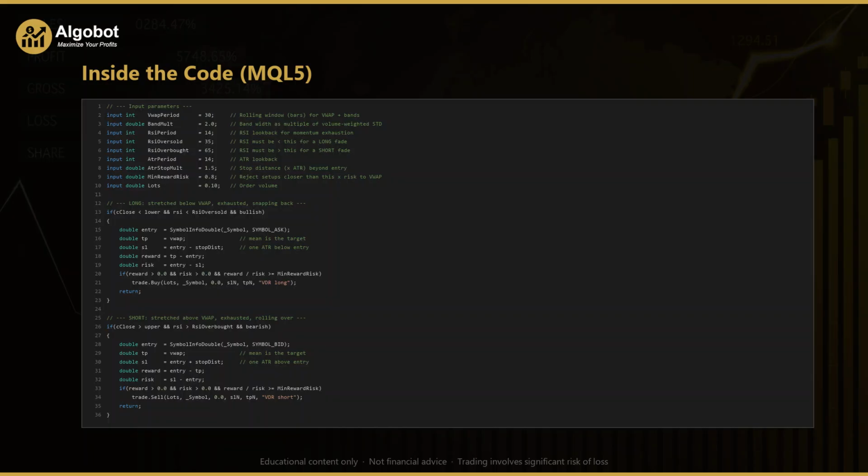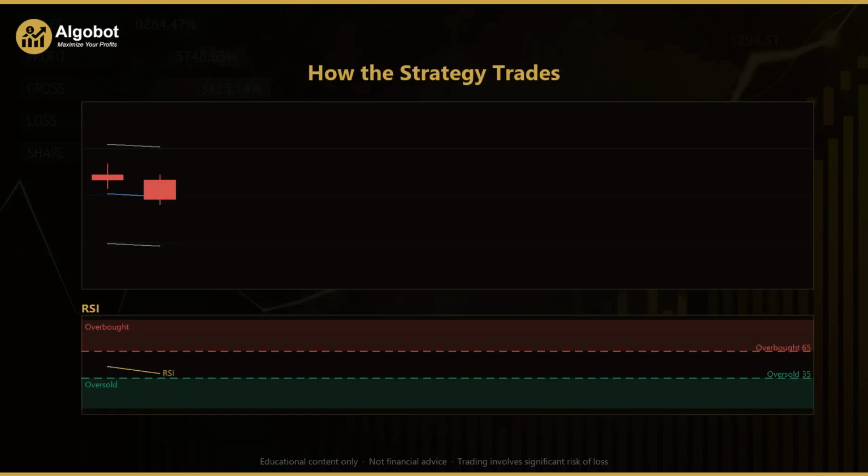Notice how both sides are symmetrical, and how VWAP serves as the take profit on both the long and the short. Let's bring the whole strategy to life on a chart. What you're looking at is an illustration on a major foreign exchange pair. The blue line running through the middle is our rolling VWAP, the volume-weighted average price. The two gray lines above and below it are the deviation bands, set a couple of standard deviations away from VWAP. And in the panel below price, the gold line is the RSI, with the oversold zone shaded green near the bottom and the overbought zone shaded red near the top.